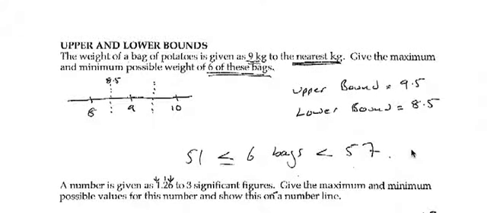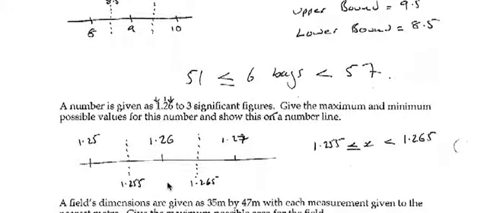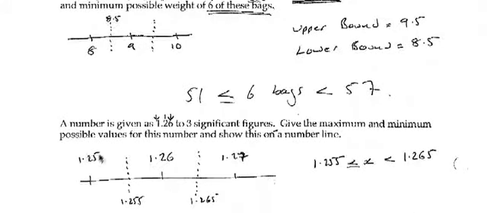Okay, so it's been given to 3 significant figures. So here we are, 1, 2, 3 significant figures. So really, in this case, that's just another way of saying it's been rounded to the nearest 0.01. It's been rounded to the second decimal place. So to 2 decimal places, my imaginary ruler looks like this. I could have gone to 1.25, 1.26 or 1.27.